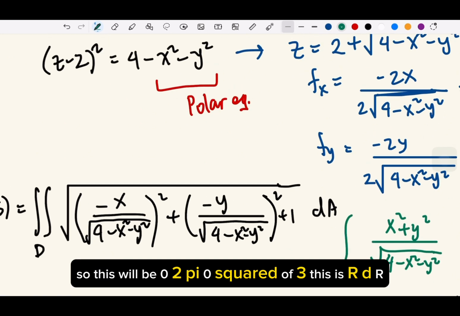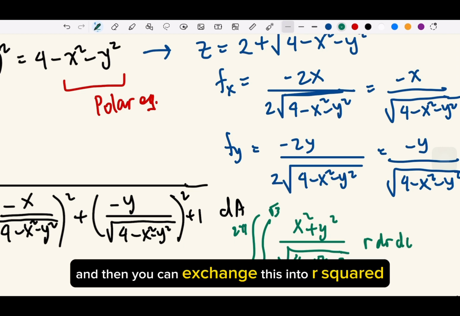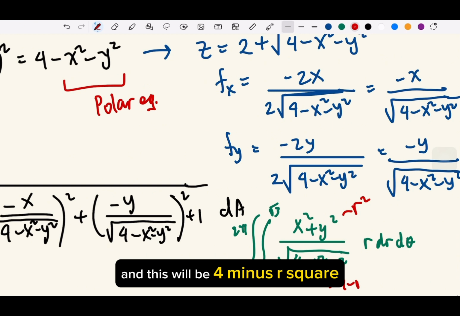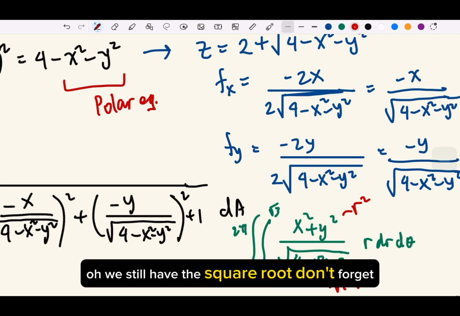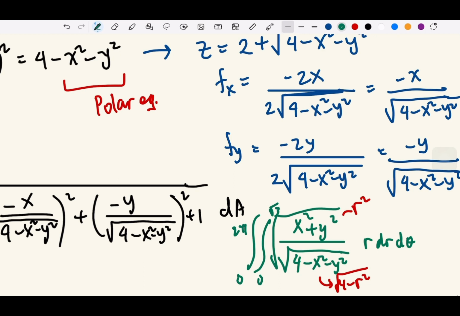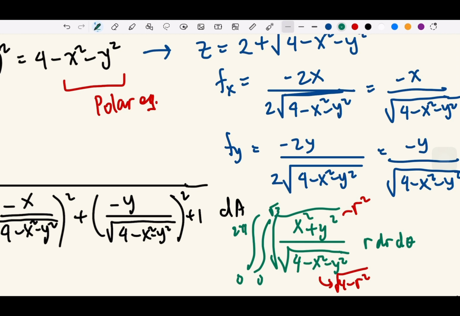So this will be 0 to pi, 0 to square root of 3, r dr d theta, and then you can exchange this into r squared, and this will be 4 minus r squared, square root. Oh, we still have the square root, don't forget. Okay, yeah. Any questions?